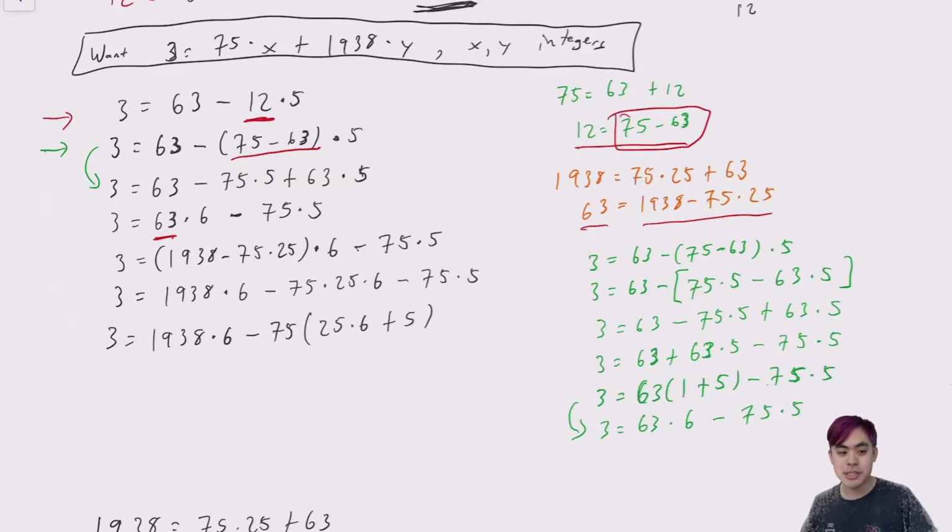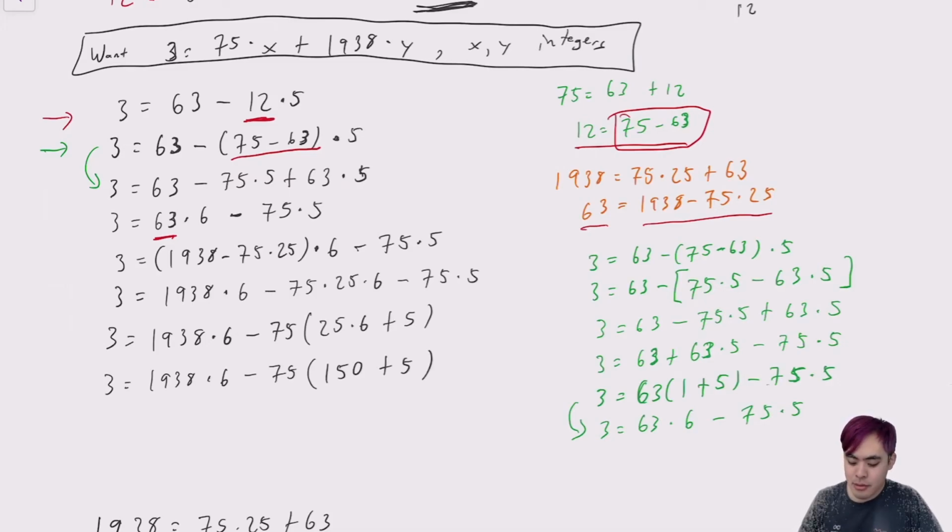So again, we're using the same property. We're factoring back out to get something times 75. So then 3 is equal to 1,938 times 6 minus 75 times, well, what's 6 times 25? That's 150 plus 5. And so then 3 is equal to 1,938 times 6 minus 75 times 155.